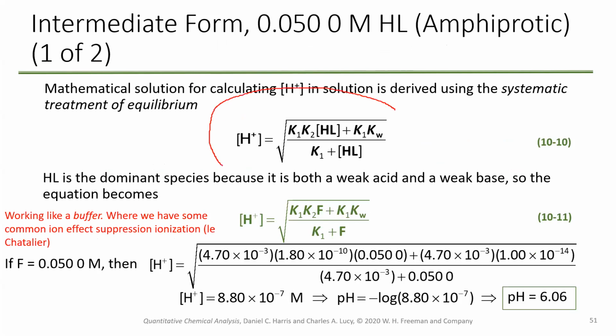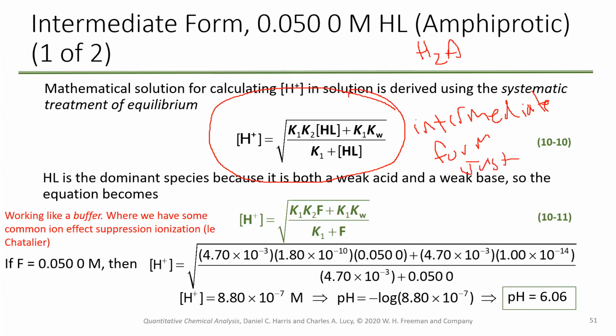This is the equation that you use if you are starting off at your intermediate form. So let's say we have H2A, and this would be starting off with just HA minus. So I'm starting off with HA minus. What is my H+ concentration? That's it. This is for an intermediate between K1 and K2. If you need to go further, these become K2 and K3, or K3 and K4.